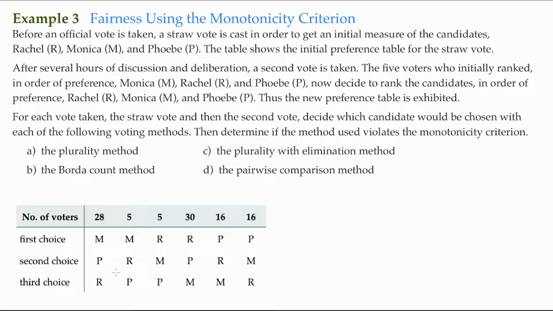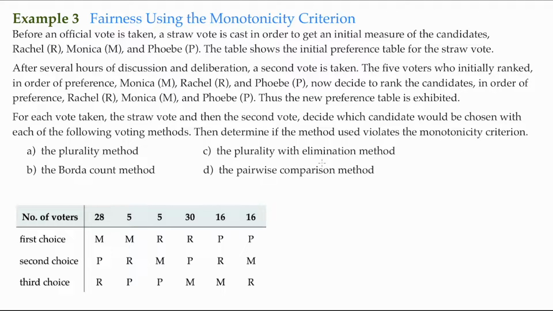This is a straw vote. This is the first election that's taken. And what we're going to do is go ahead and see who the plurality winner is, the Borda count winner is, the plurality with elimination winner is, and then the pairwise comparison winner is. And then we'll see what the re-election results are.